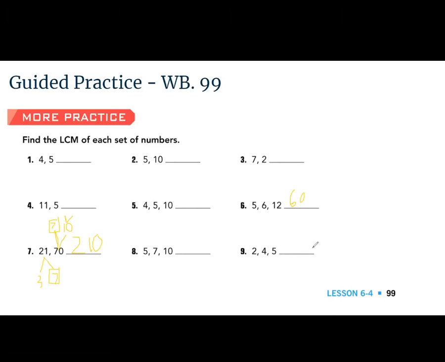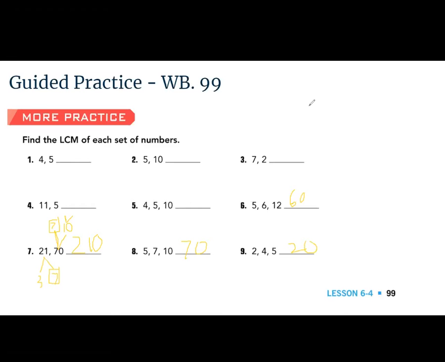All right, what about number 8? Between 5 and 7 and 10, what do they share? Katerina, you got it? 70. I can't hear you, honey. 70. 70, I'm hearing. 70. What do 2, 4, and 5 share, boys and girls? 20?